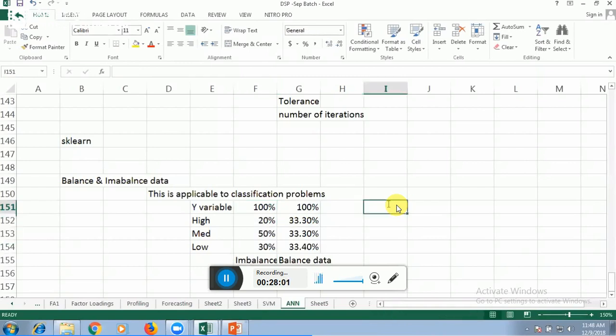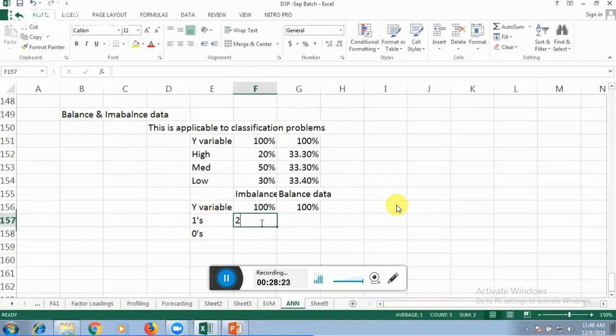Similarly, if I have a y variable with ones and zeros, my total is 100%. In this case, suppose I have 20% of data here and 80% of data there. Here it is 50% and 50% of data. If both of them have 50%, 50%, I call it balanced data. Otherwise it is imbalanced data. So this is balance and imbalance.